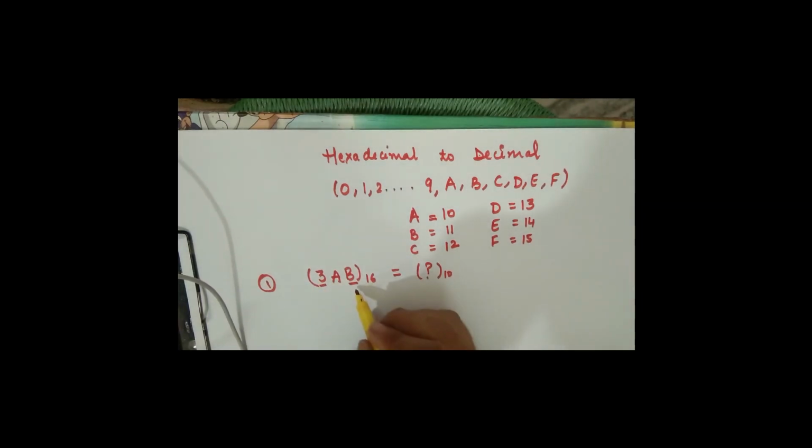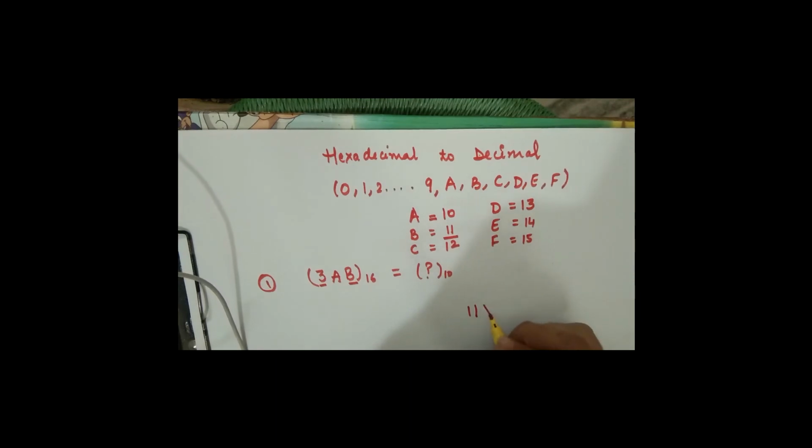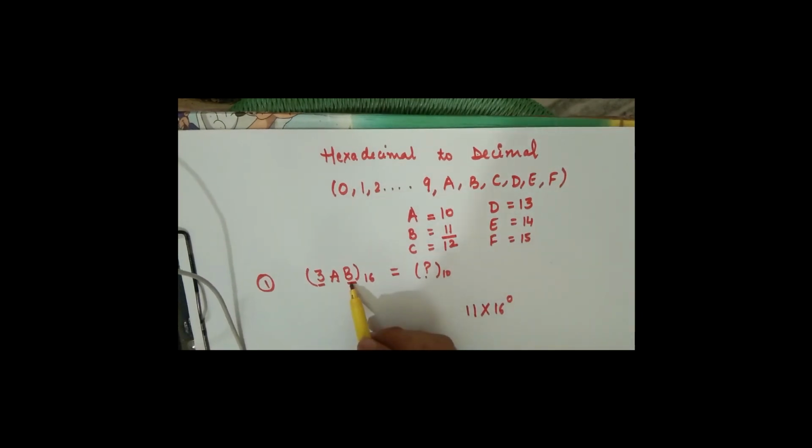Let's take the least significant digit first. Now, what is the value which equals B? That is 11. So we will write here the numeric value which is equivalent to B while calculating the answer. That is 11. I have written 11 over here. Multiply it by the base, that is 16, and the power is 0. Why? Because it is the units place. Add it with the next number.